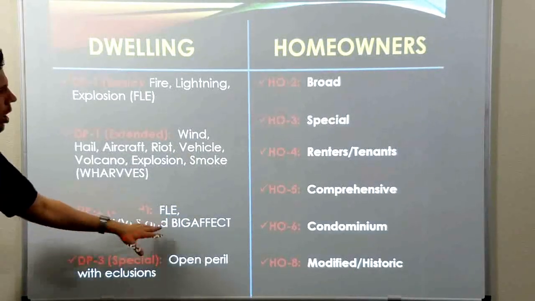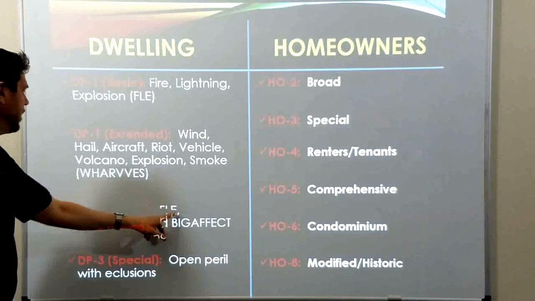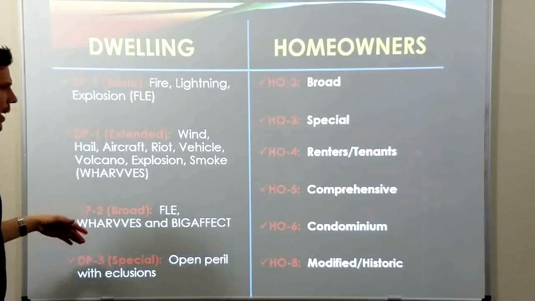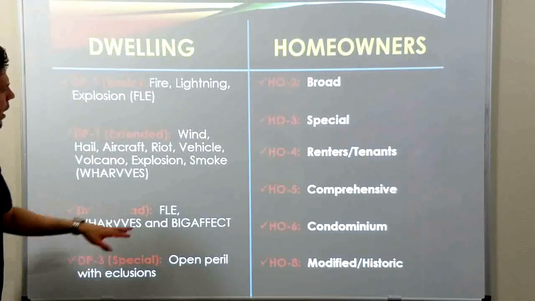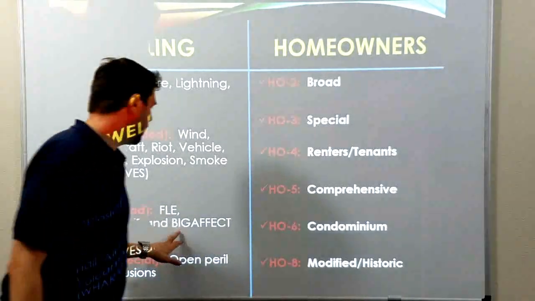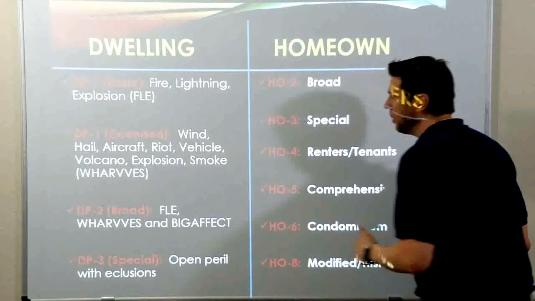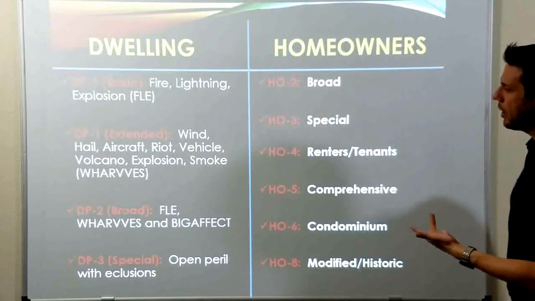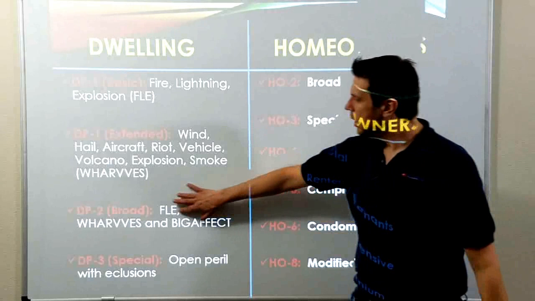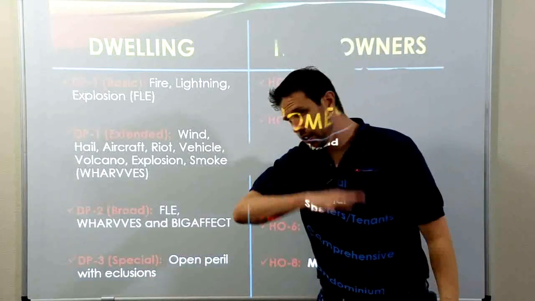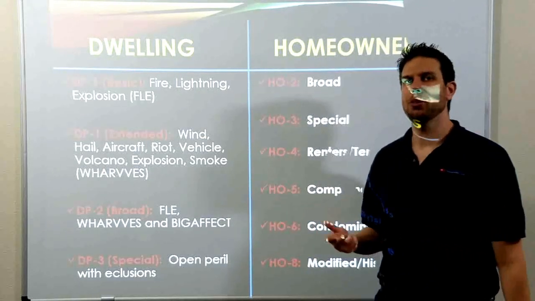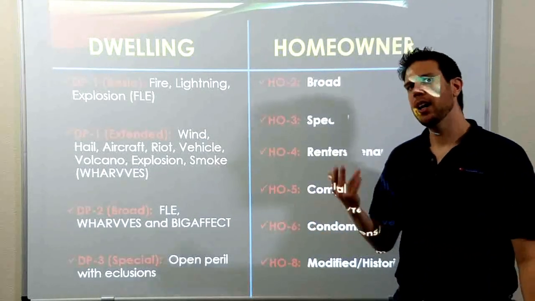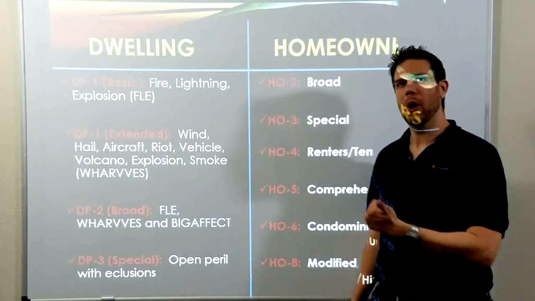The DP2 broad cause of loss form covers fleas and wharves, but now it'll cover if your daughter breaks your house with her car. And burglary, ice, glass, accidental discharge, falling objects, freezing of plumbing, electrical on premises, collapse and tearing asunder. And then special covers everything except exclusions like earthquake, flood, intentional loss, inherent vice, underground pipes, wear and tear.